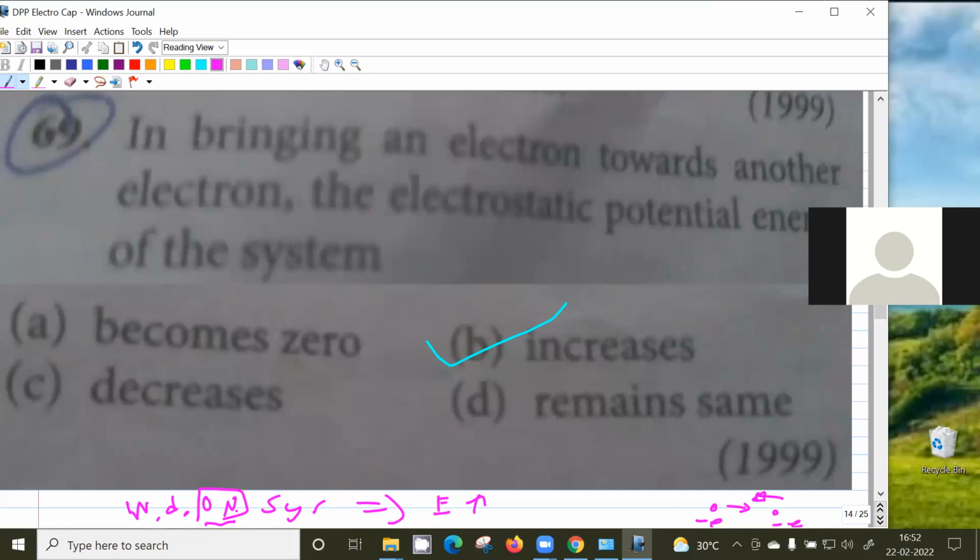Sir, what if a proton is brought toward the electron? What if a proton is brought near the electron? Then the energy will go down, because you don't have to do any work. There is an attractive force, so then we don't have to do work.